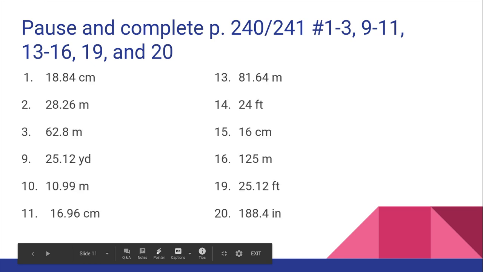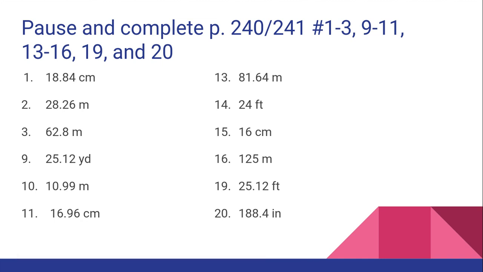All right, guys, let's talk through these. On number 1, we're given a diameter. It goes all the way across. So you should have done 3.14 times 6 equals 18.84 centimeters. Number 2, you were given a radius. So you needed to do 2 times 3.14 times 4.5, and that equals 28.26.